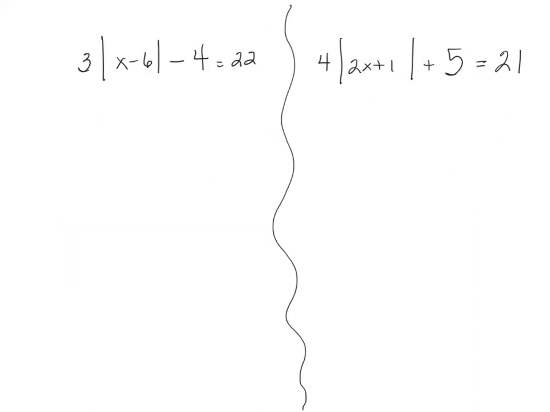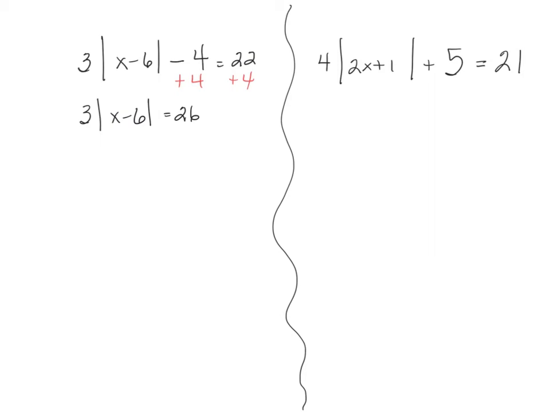And then we have these. If you look at it again, notice how there's a 4 and a 3, and here's my absolute value bars. So this is where I need to get my absolute value alone. I'm first going to add 4 to both sides. You're going to tell me 3 absolute value of x minus 6 equals 26. We're going to divide by 3.